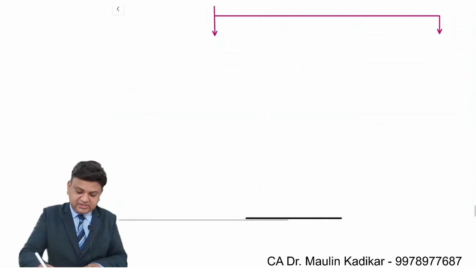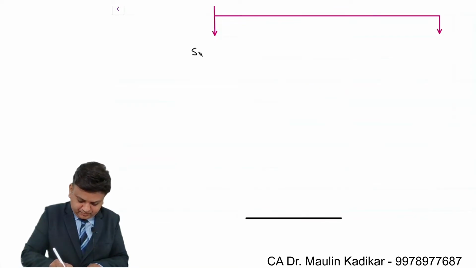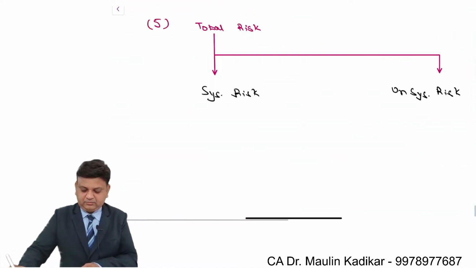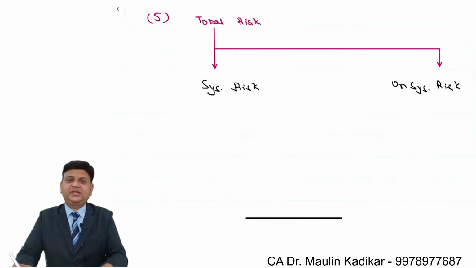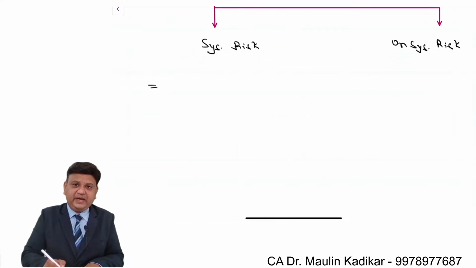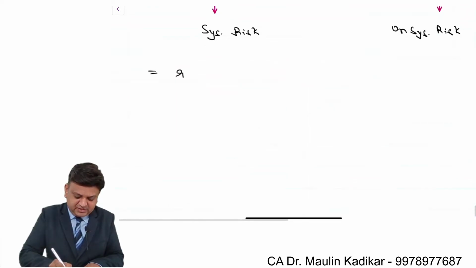The total risk consists of systematic risk and unsystematic risk. We know that whatever is the risk in the security due to market changes is considered to be the systematic risk. For the purpose of this calculation, friends, we will apply the formula like this: r square into sigma x square.